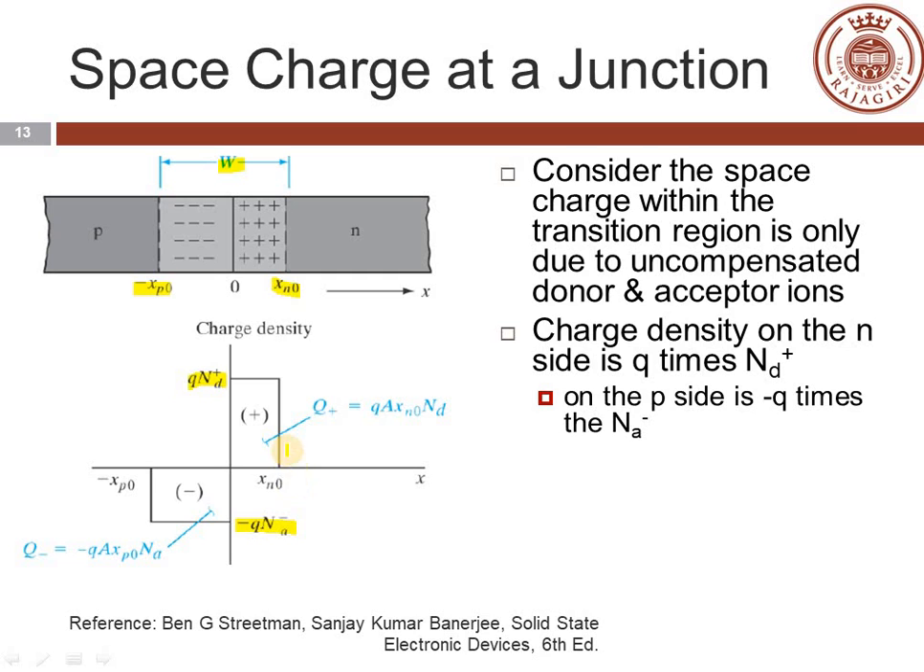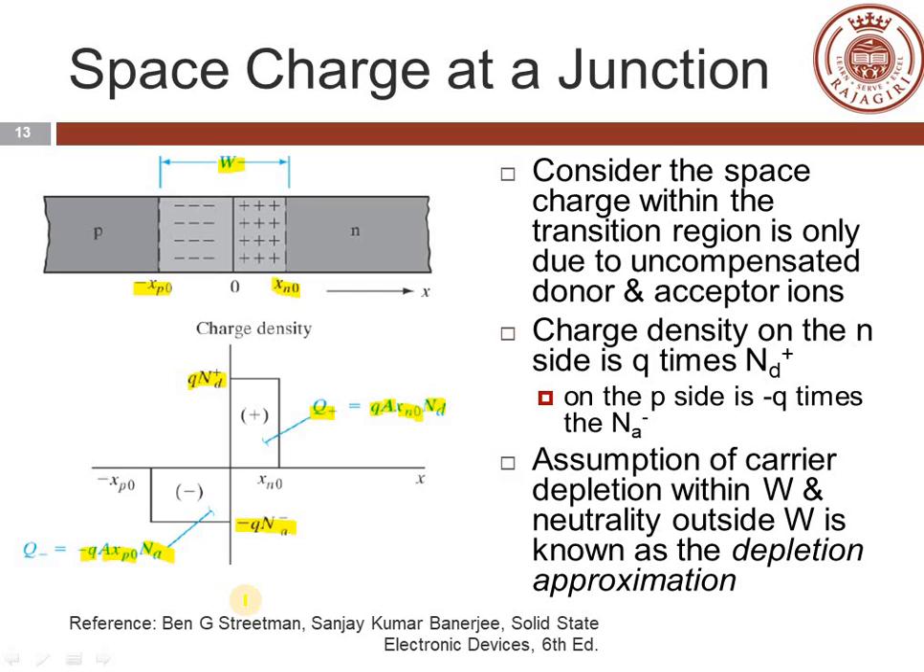Now, the total charge inside this particular area will be Q plus, equal to charge Q into Nd. That is the charge density, that is what we said, Q into Nd. Then area into the length of the transition x0 towards the N region. Similarly, on the P side it is minus Q into Na, then area into the length of the transition region on the P side, that is x0.